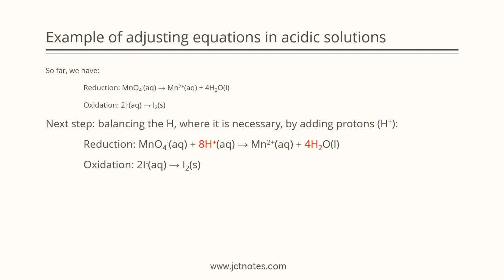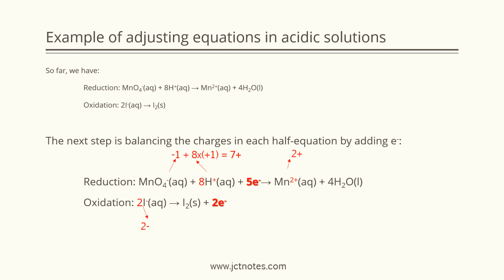With the oxygen balanced, we now proceed to balance the hydrogens. We do this by adding protons. In the reduction, we have 8 hydrogens from 4 molecules of water and none in the reactants. We balance them by adding 8 protons to the reactants. We don't need to balance the oxidation.